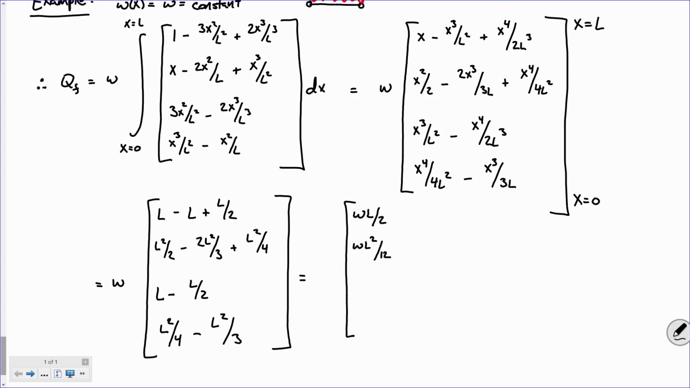What about the next one? L minus L over 2 is 1/2? Or WL over 2? Now, what is 1/4 minus 1/3? Minus 1/12. Does that look familiar? Pretty nifty, huh?